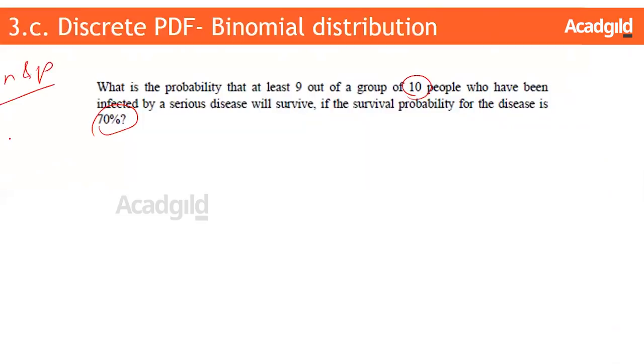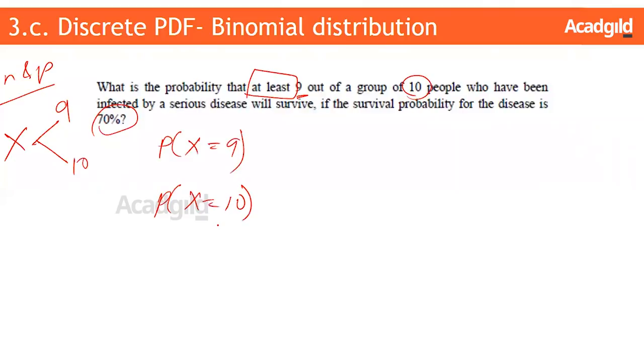Then next comes X. What all values is my random variable taking? Note that the word over here is at least. At least means two cases over here, 9 and 10. So my random variable takes x equal to 9 and x equal to 10. So we need to calculate two probabilities, probability x equal to 9 plus probability x equal to 10.